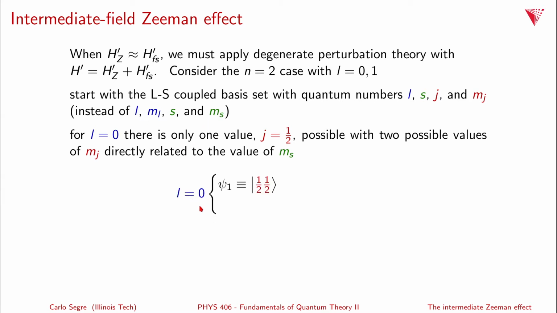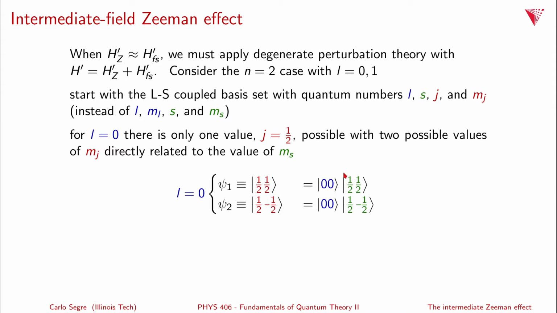So for L equals 0, we call psi 1 the state 1/2, 1/2, which is J, M sub J, and that's equivalent to the product state L equals 0, M sub L equals 0, S equals 1/2, M sub S equals 1/2. There's a direct congruence between these two states. Psi 2 is a 1/2, minus 1/2 state, again with L equals 0, and this is now the L equals 0, M sub L equals 0, S equals 1/2, M sub S equals minus 1/2.